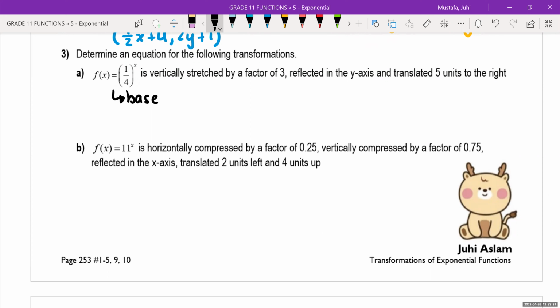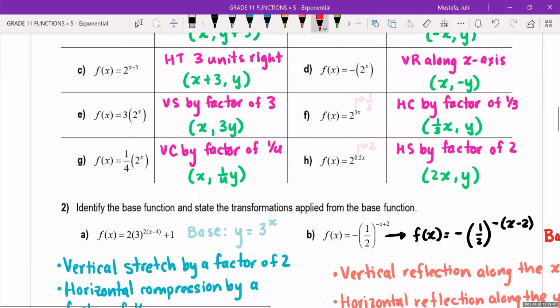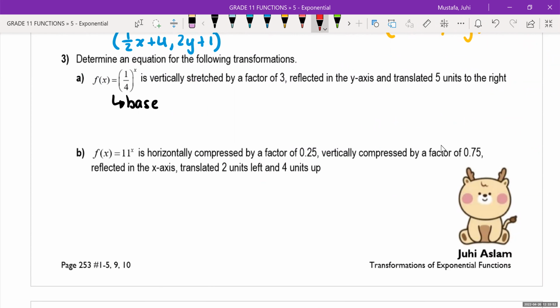It's reflected in the y-axis. So reflected in the y-axis means it is a vertical reflection like this, up and down. And then it's translated 5 units to the right. So again, that is a horizontal translation, 5 units to the right. Okay, so if I were to write down the different transformations from this, I would first start with f of x is equal to, and I know the base function is (1/4)^x. Now we might have to change this around a little bit, but let's just get started with writing that down.